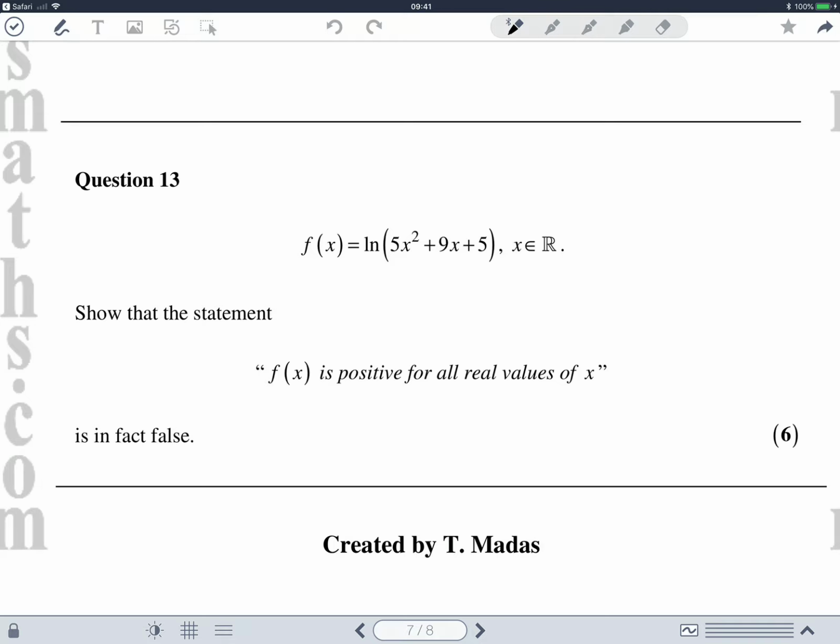Right, so this is a logarithm function. So what does that look like? It looks like this, and it crosses the x-axis when x equals 1.